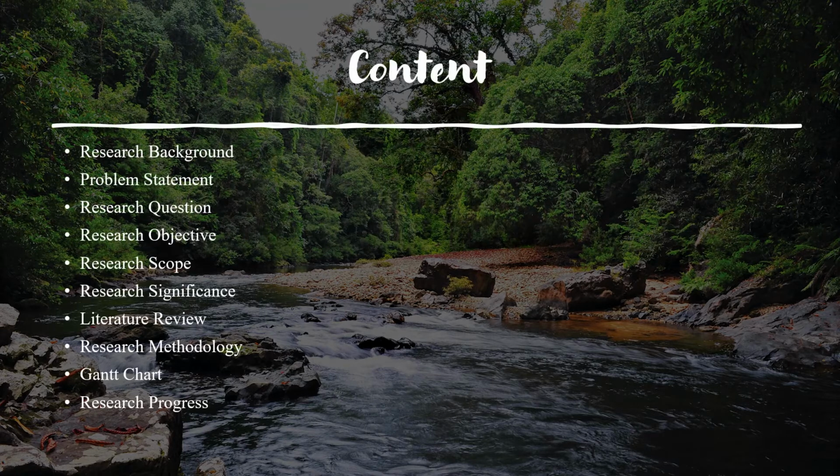So this is the content in my proposal slide, which consists of a research background, problem statement, research question, research objective, research scope, research significance, literature review, research methodology, Gantt chart, and research progress.